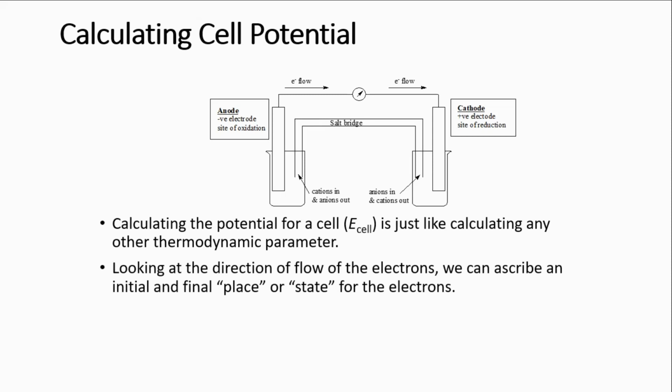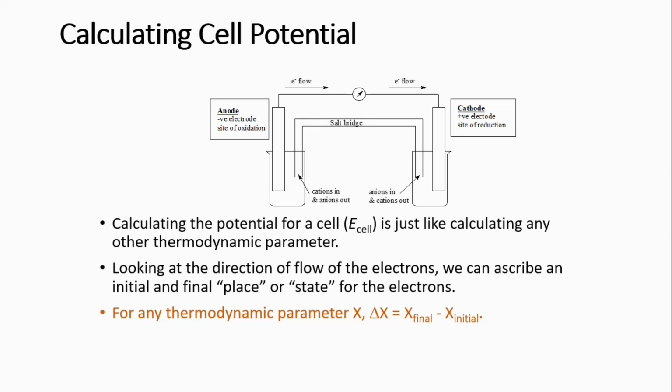Now, look at the direction of flow of electrons. We already explained that electrons flow from anode to cathode, and we explained why electrons are generated at the anode and will flow to the cathode. Now, we can ascribe an initial and a final place or state for the electrons. The initial state would be the anode because that's where they are generated, and the final state will be the cathode because they move from anode to cathode. And therefore, for any thermodynamic parameter, you'll remember that delta X is equal to final minus initial.